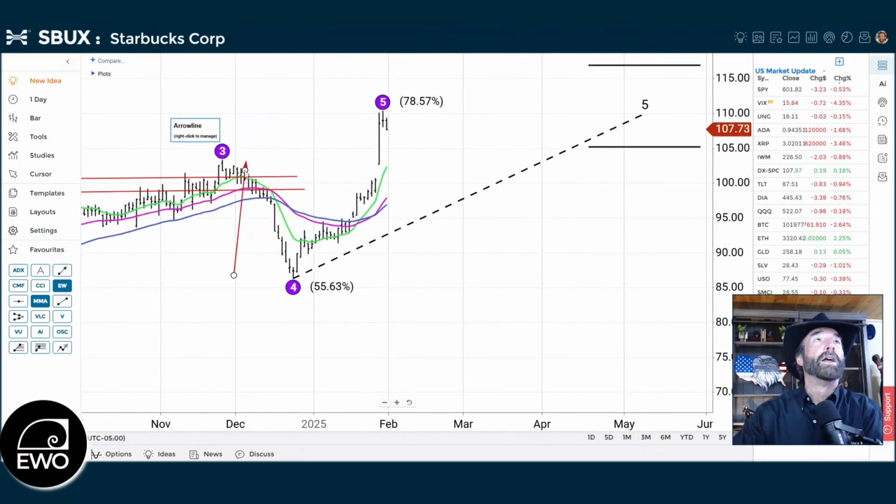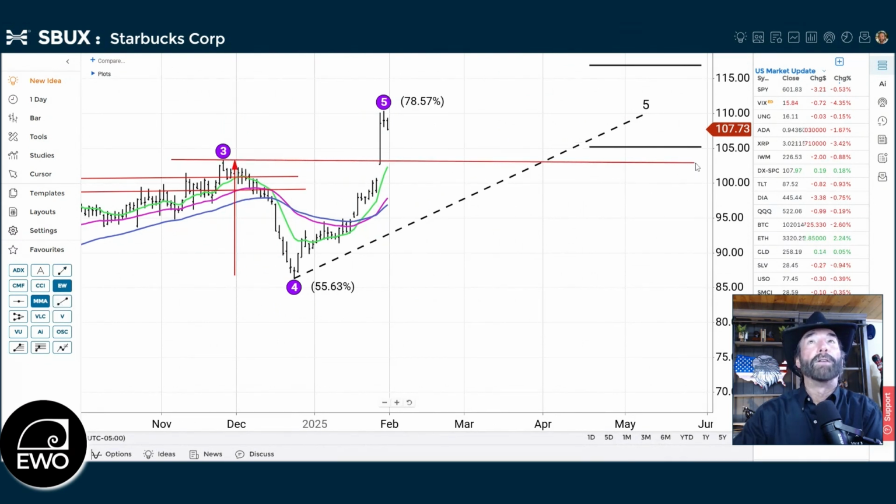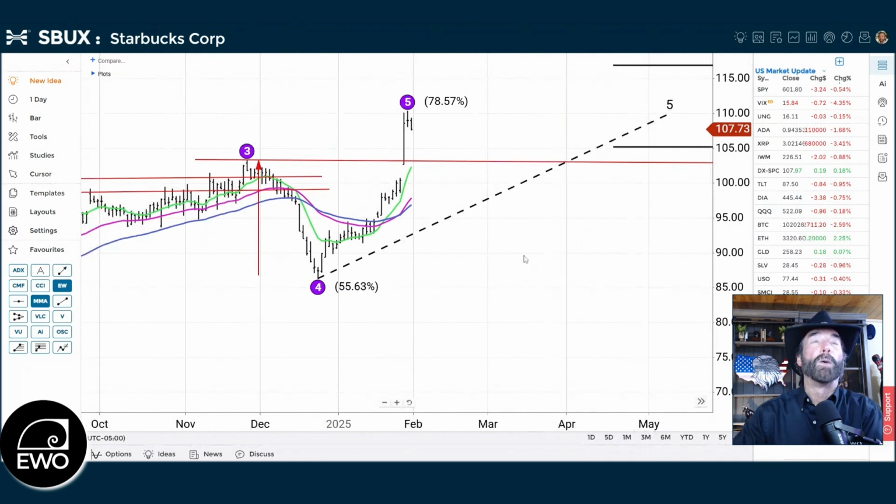The key thing here is, can we hold this wave three top? That's what we'll be looking for. And note that that's also right above that big round number of 100. So can we go sideways and get a little bit more out of this? Maybe that's it for a while. And we do go sideways, but the level you want to watch there is that wave three high right around 102. If you're long Starbucks, I don't see any reason to get out.